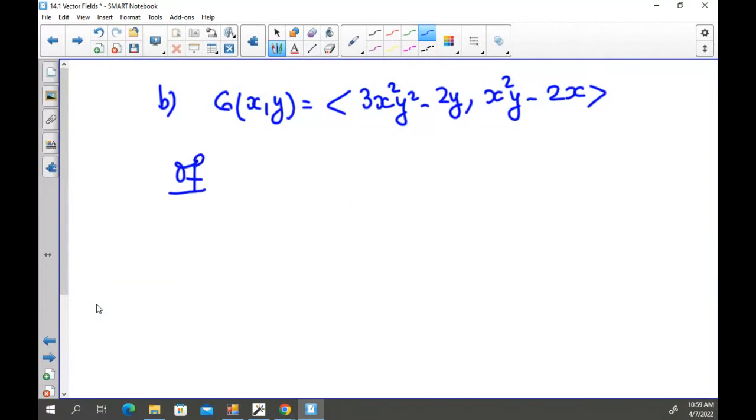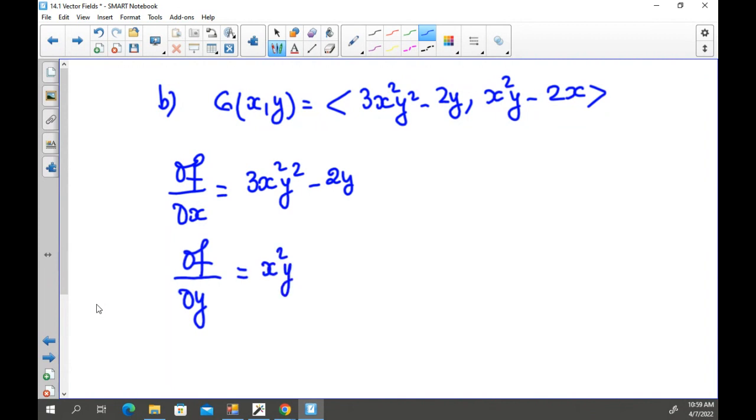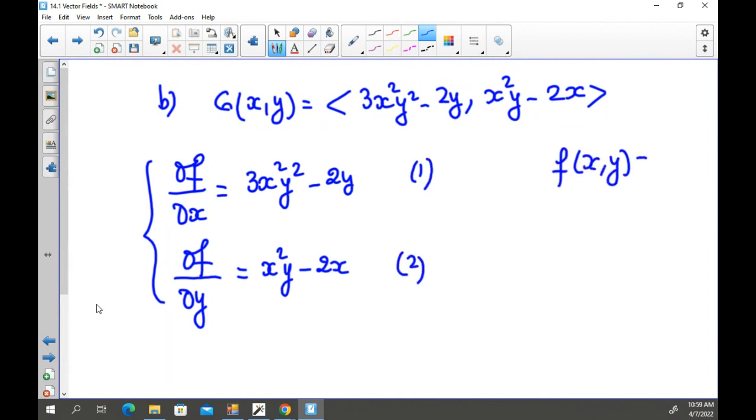So if there is a potential, df over dx should be 3x squared minus 2y, and df over dy should be minus 2. So we are looking for a function small f which will have these two properties.